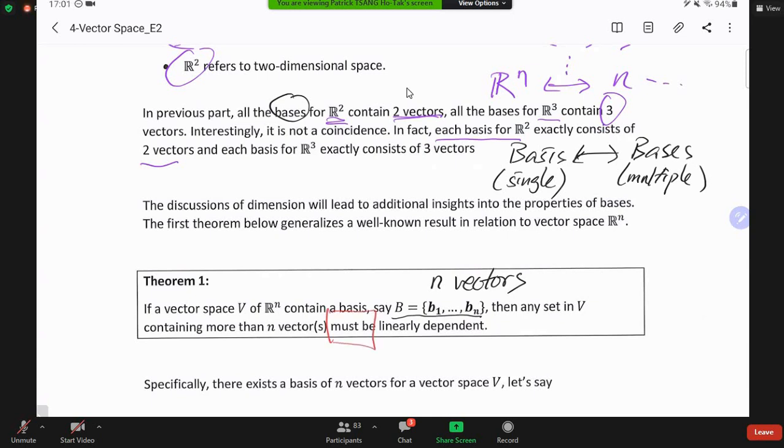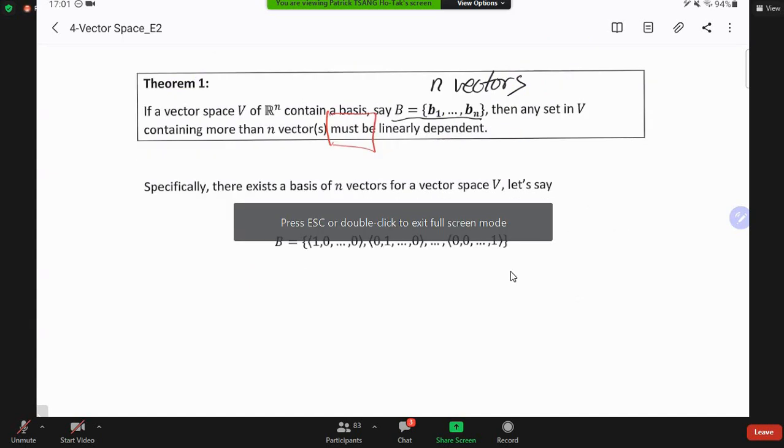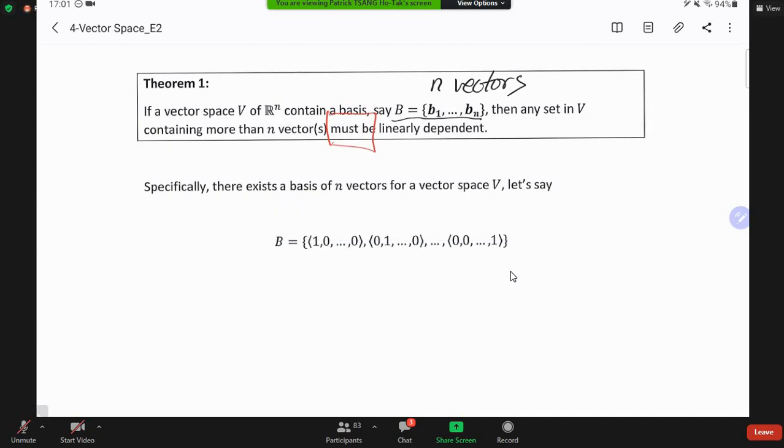If we can find another set, also in the same vector space V, but the set contains more than n vectors. In particular, the standard basis for the Rn space. As usual, we use the old notation, capital B, to denote the basis for the Rn space. Based on the description, we have n vectors for the basis of an Rn space.